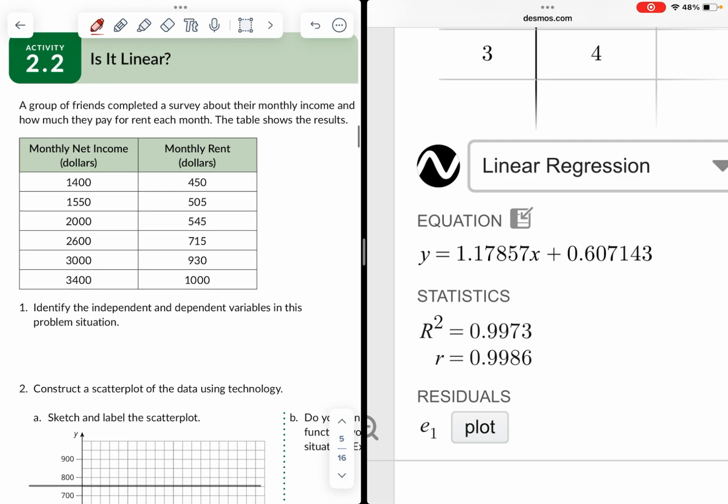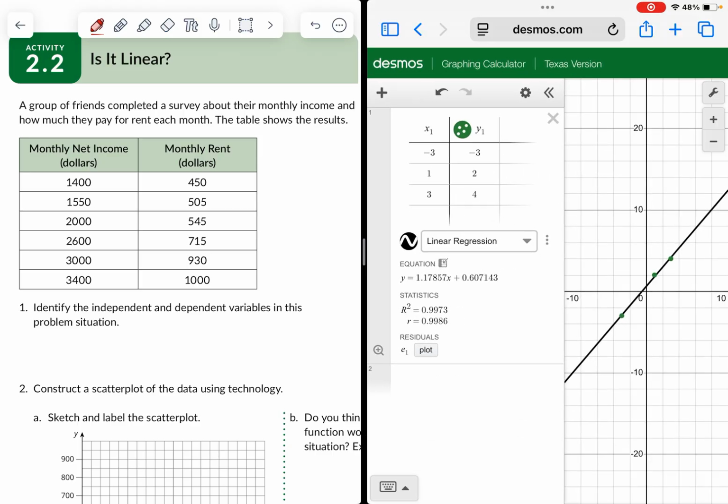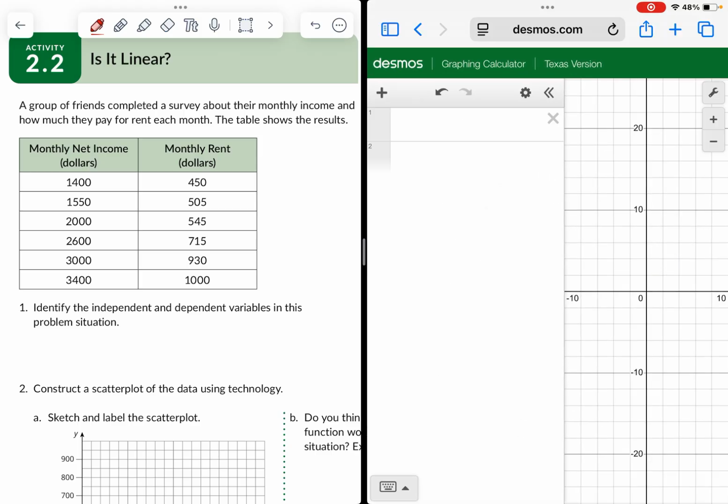So we're going to look at a group of friends who completed a survey about their monthly income and how much they pay for rent each month. Now, I don't know about y'all, but I would think the more money somebody makes, the nicer place they could afford to live in. So probably the more money you make, people live in more expensive housing would be my guess. But you could have some people who make a lot of money and are really cheap and don't want to waste their money on rent.